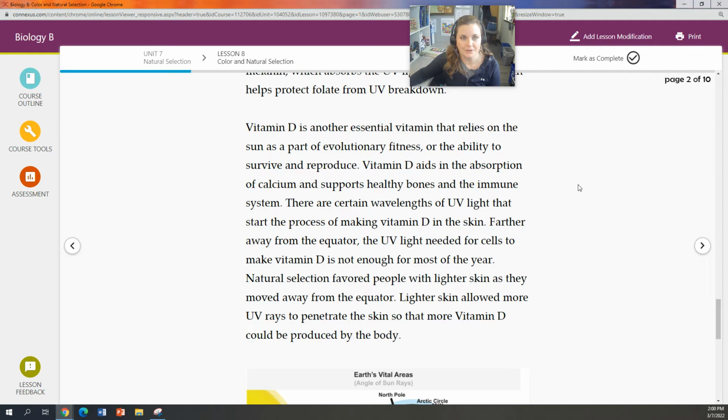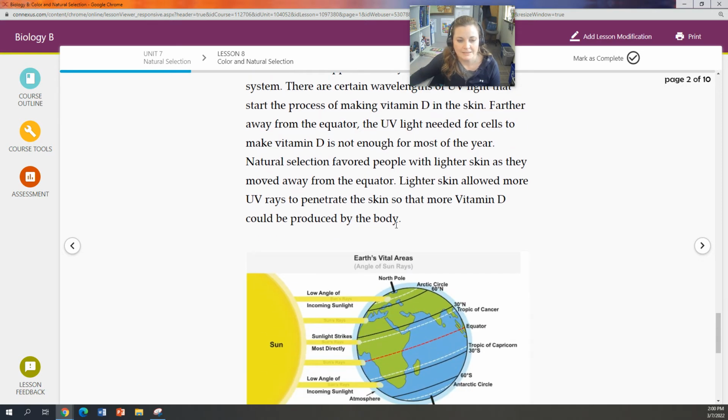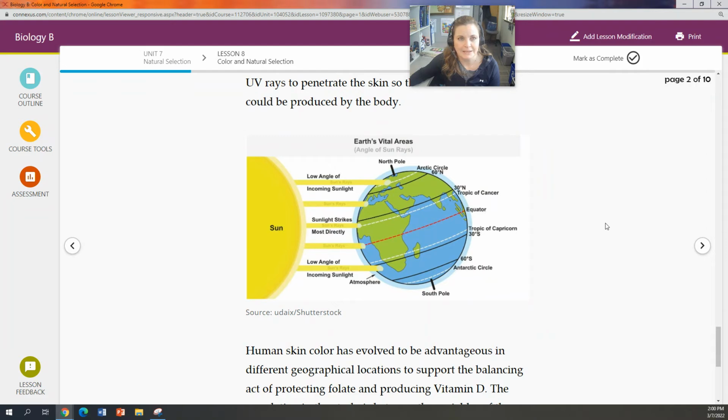And therefore, healthier skeletons and bones and stuff like that. And so what we see is people who lived in the equatorial region have darker skin to protect from too much UV light, because too much UV light can damage the folate. And in the higher latitudes, you'll find lighter skinned people because they need more UV light essentially to be able to get enough vitamin D.